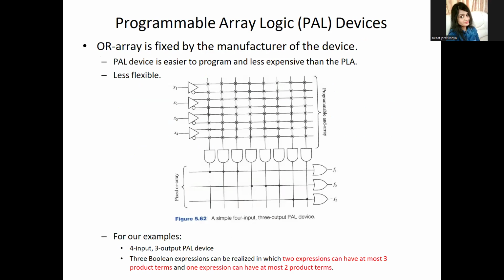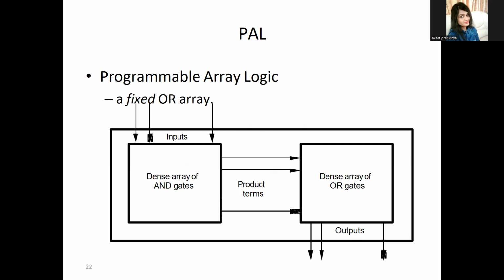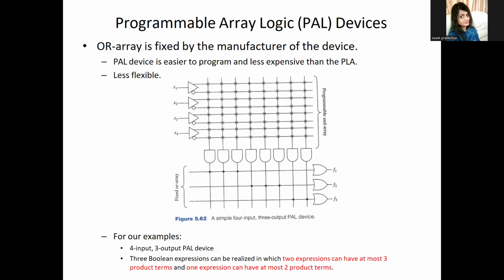Now let us discuss the PAL. PALs are simpler and faster than PLA. They use a programmable AND array but a fixed OR array set by the manufacturer. Because of the fixed OR logic, PALs are easier and cheaper to fabricate, but they are less flexible because we cannot change the OR logic, meaning it is fixed. We cannot reprogram it. In our example, you see we have a 4 input 3 output PAL device which can handle 3 expressions with a limit on product terms.